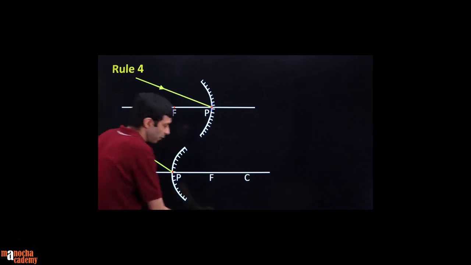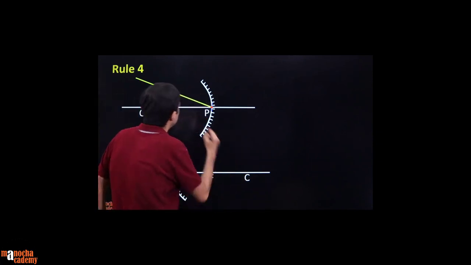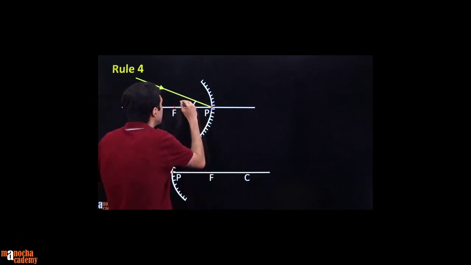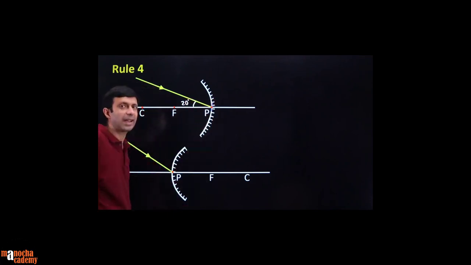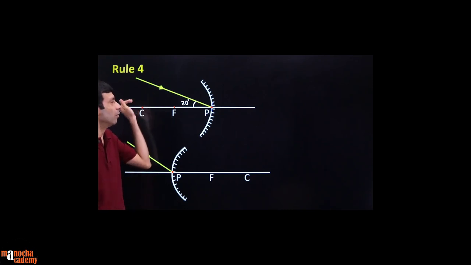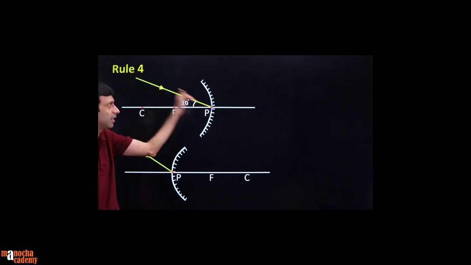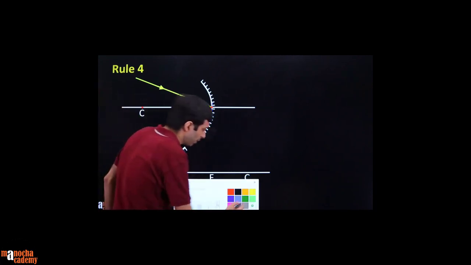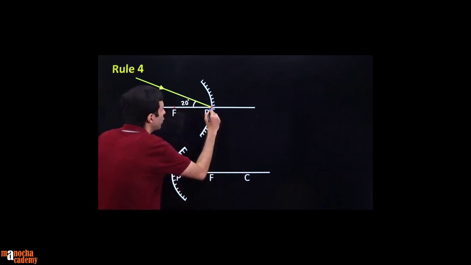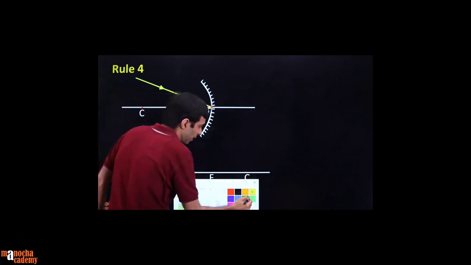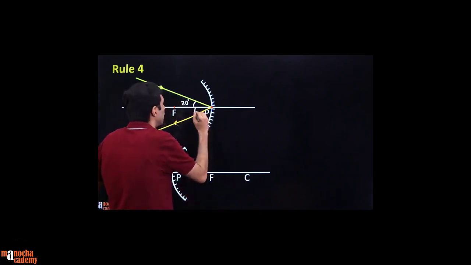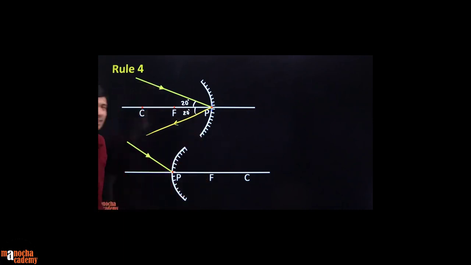So therefore, if we use a compass and measure this angle, and if this angle is 20 degrees, this is behaving like a small tiny plane mirror where PC is the normal and this is our incident ray. So what is going to happen? This ray will reflect off exactly like this, having the same angle of reflection as the angle of incidence. So it's going to be 20 degrees again.